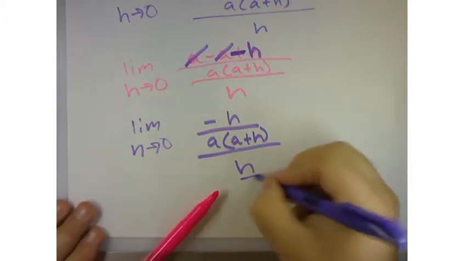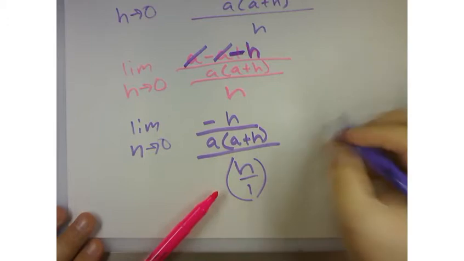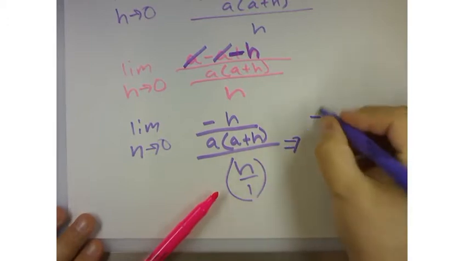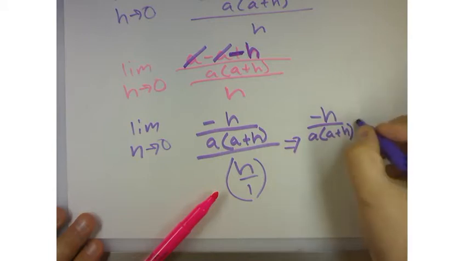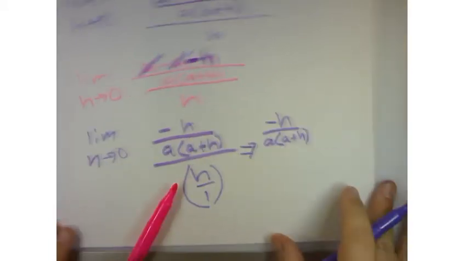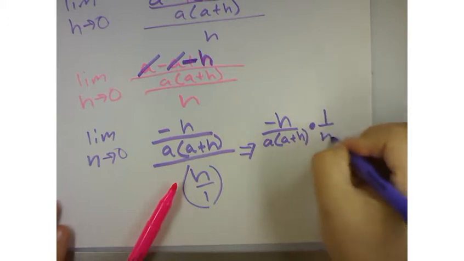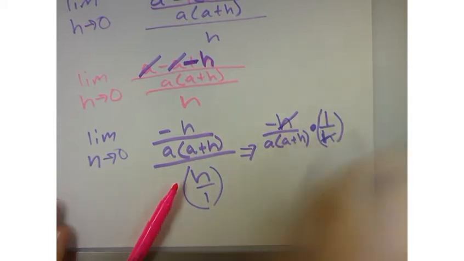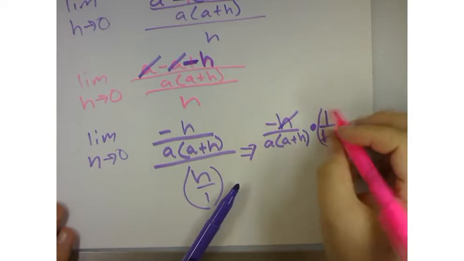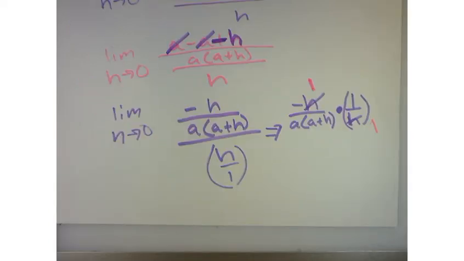And you could think of it in terms like this. This is h over 1, right? So really we're dividing a fraction by a fraction. So think of it like this. I've got negative h over a times a plus h divided by this fraction. But when you divide by a fraction, you what? Multiply by the reciprocal, like this, right? And then you'll notice that we can cross cancel, but it doesn't go away. What's h divided by h? 1 over 1.